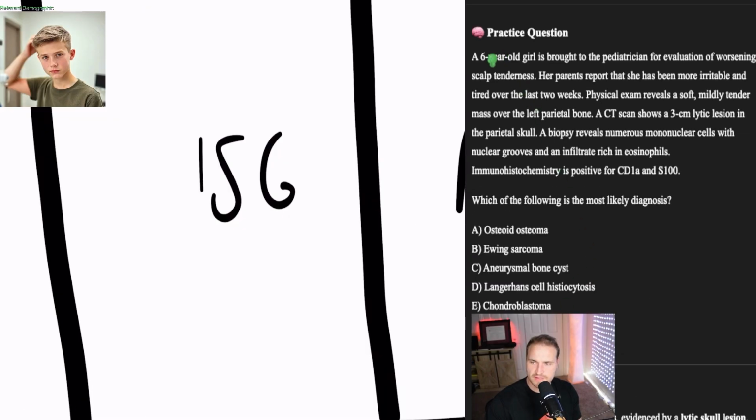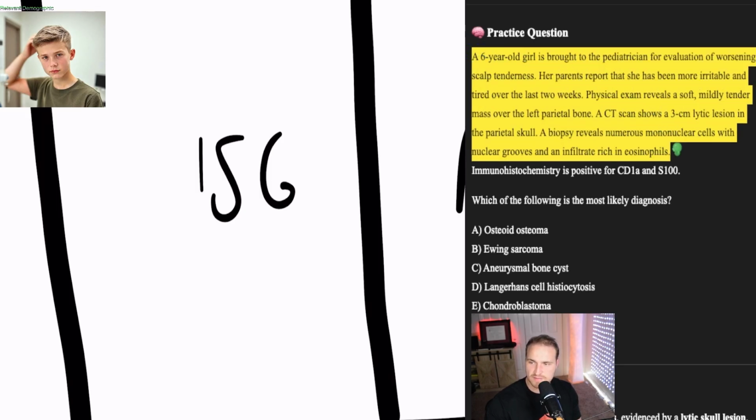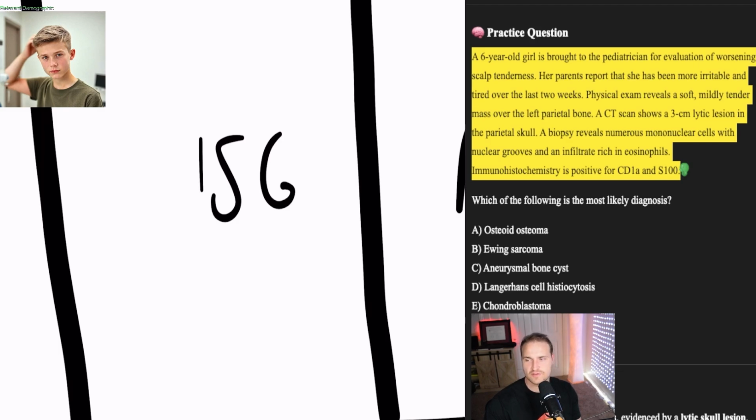All right, so here we have a 6-year-old girl, could also be a young boy as well, who is brought to the pediatrician for evaluation of worsening scalp tenderness. Her parents report that she has been more irritable and tired over the last week. Physical exam shows a soft, mildly tender mass on the left parietal bone. CT scan shows a 3-centimeter lytic lesion in the parietal skull. A biopsy reveals numerous mononuclear cells with nuclear grooves and infiltrating eosinophils. We have positive CD1a and S100.